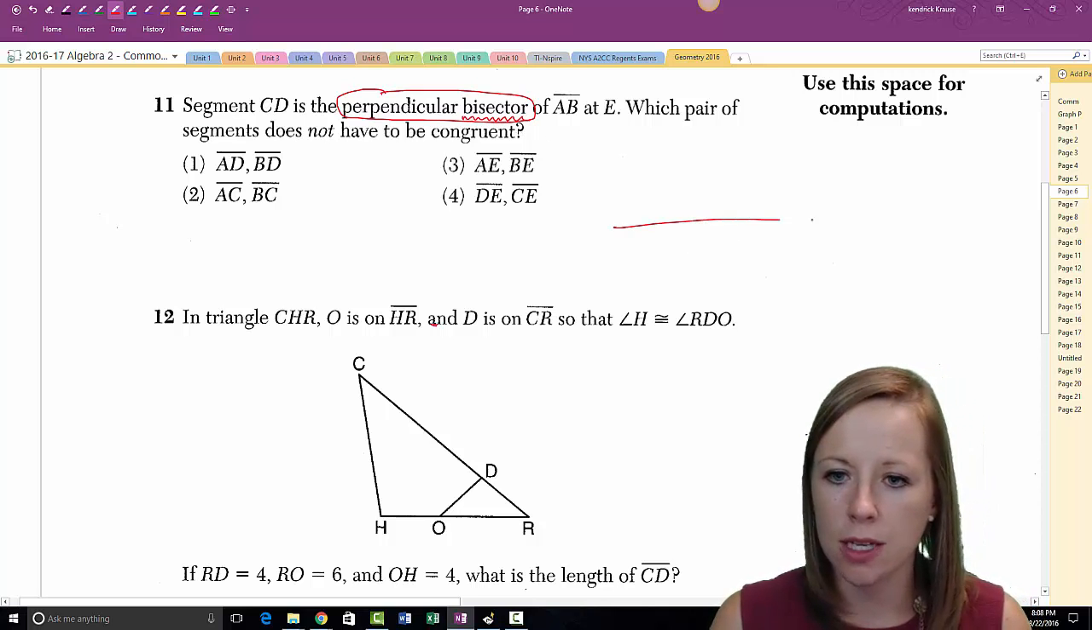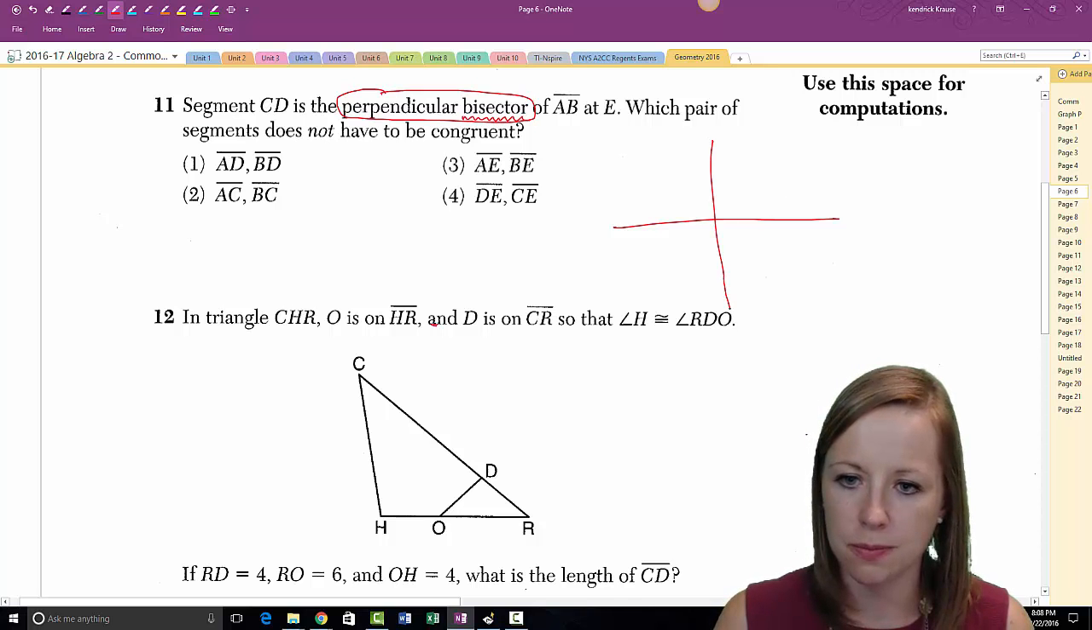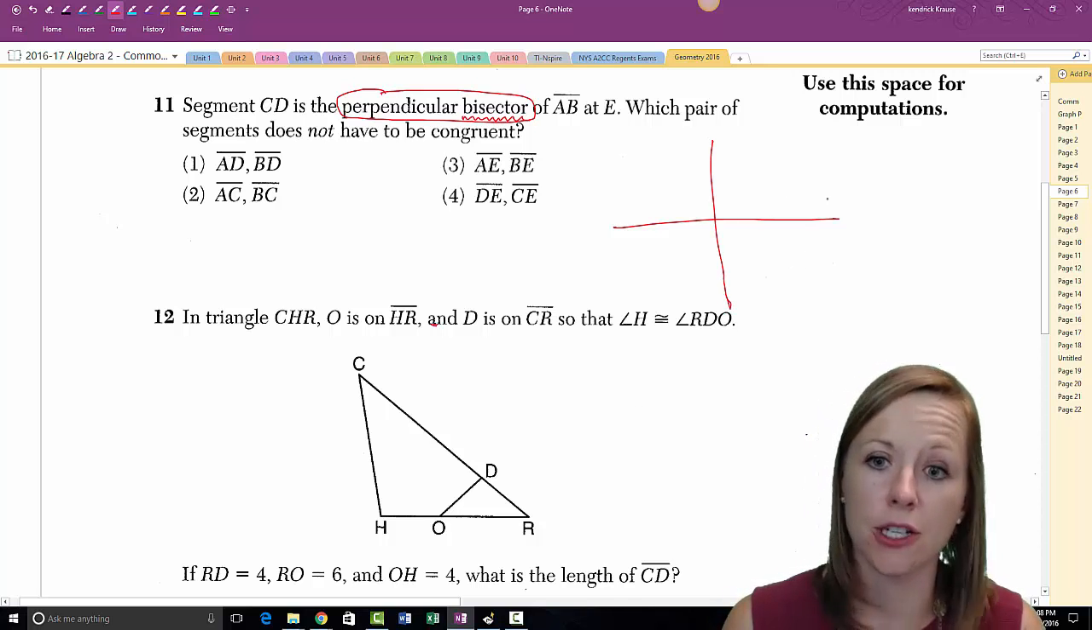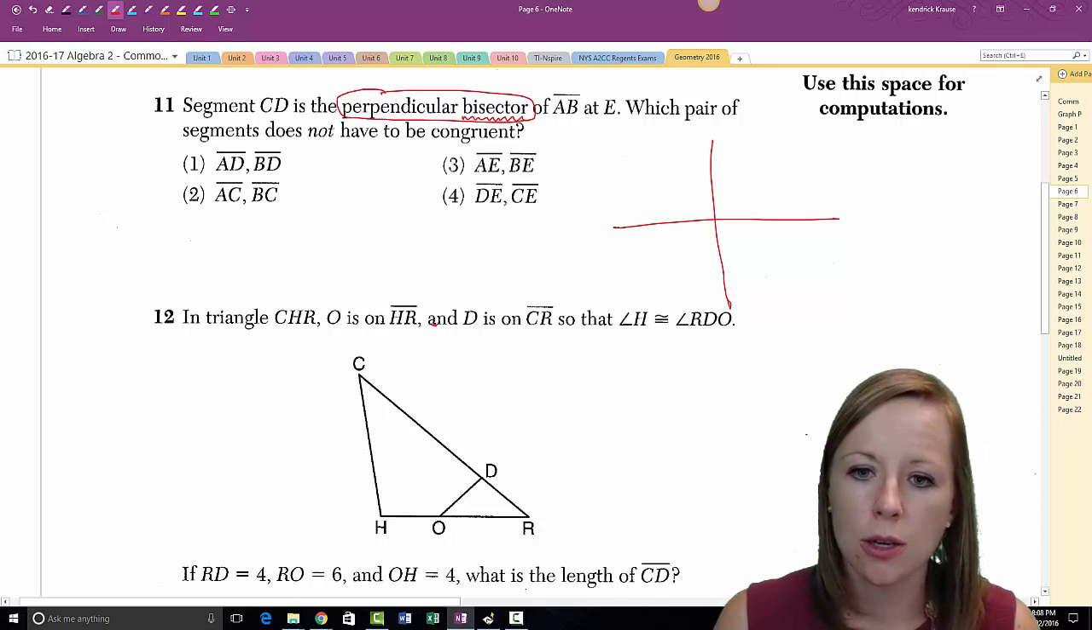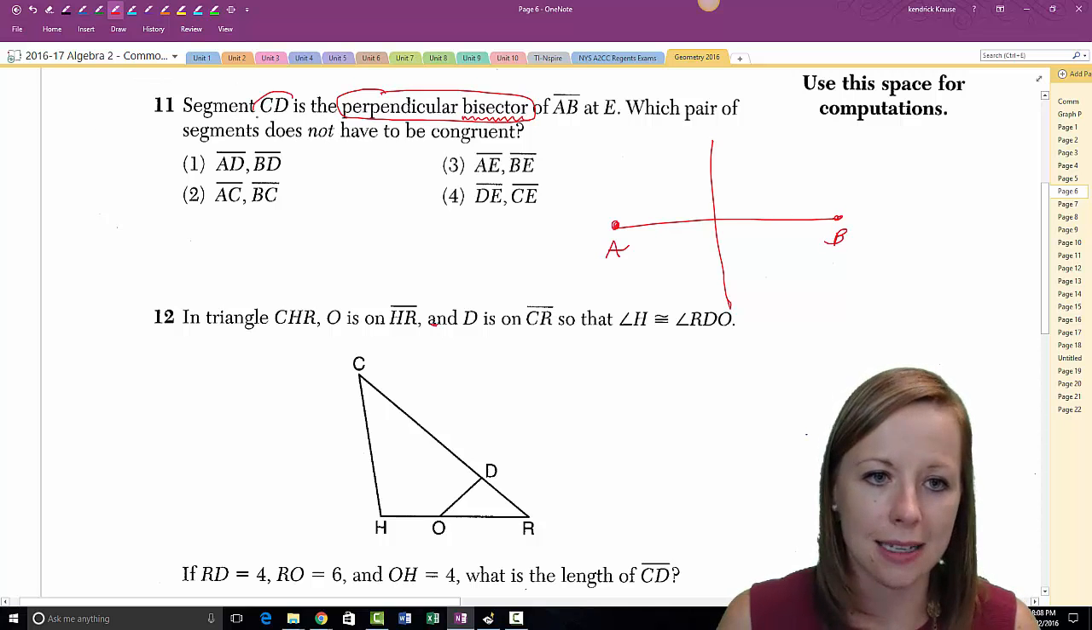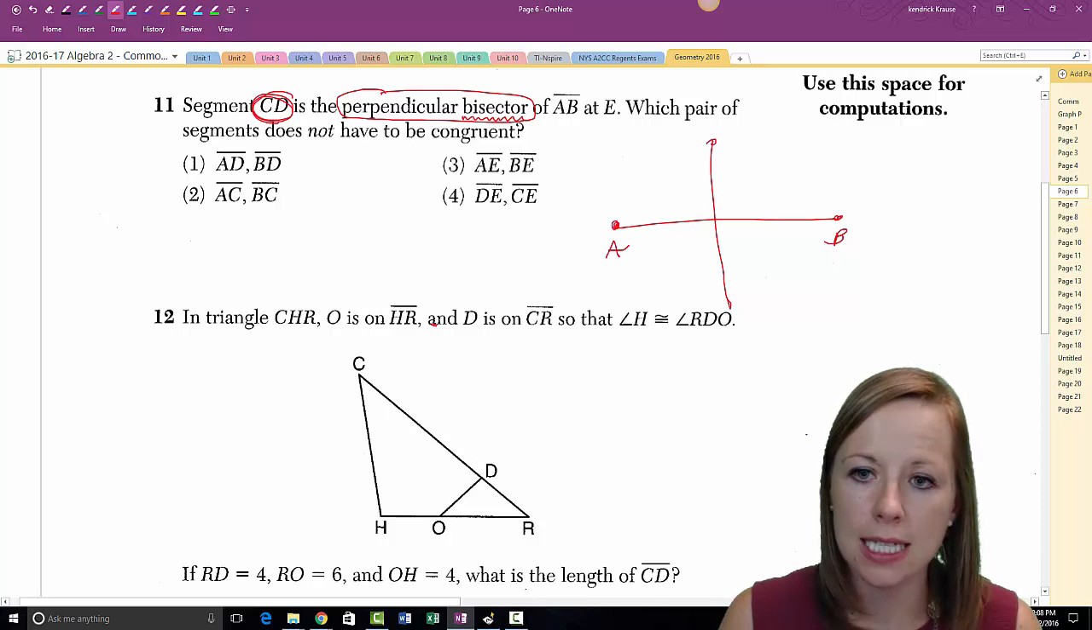So what they're telling you is that you've got this situation. My lines are clearly very straight and beautiful. You're welcome. So if this is AB, it's telling you that CD is the perpendicular bisector of AB. So CD is doing what I would say is the cutting, you know, the actual bisecting, cutting in half.